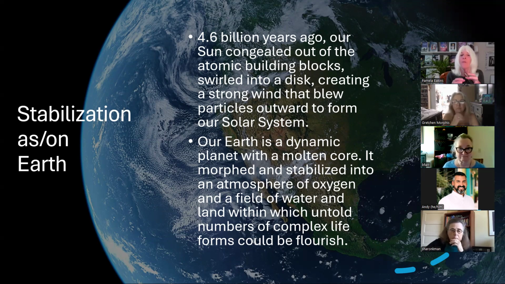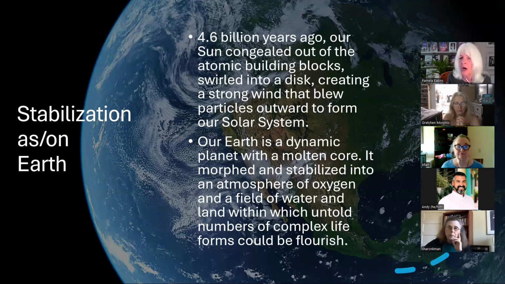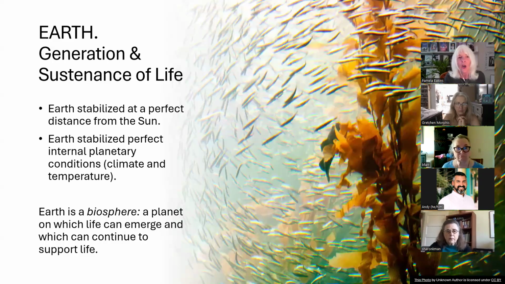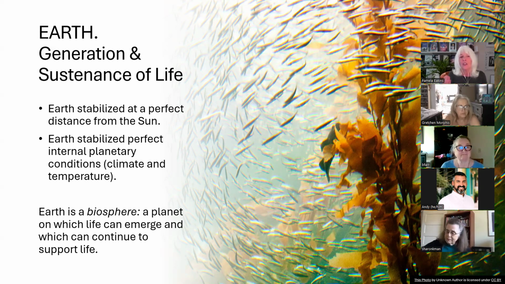It's a dynamic planet with a molten core. It morphed and stabilized into an atmosphere of oxygen and a field of water and land within which untold numbers of complex life forms could begin to flourish. Our Earth generates and sustains life. It is stabilized at a perfect distance from the sun to create all the life that lives on the planet. Stabilized a perfect internal planetary set of conditions, climate and temperature, that could sustain these life forms.